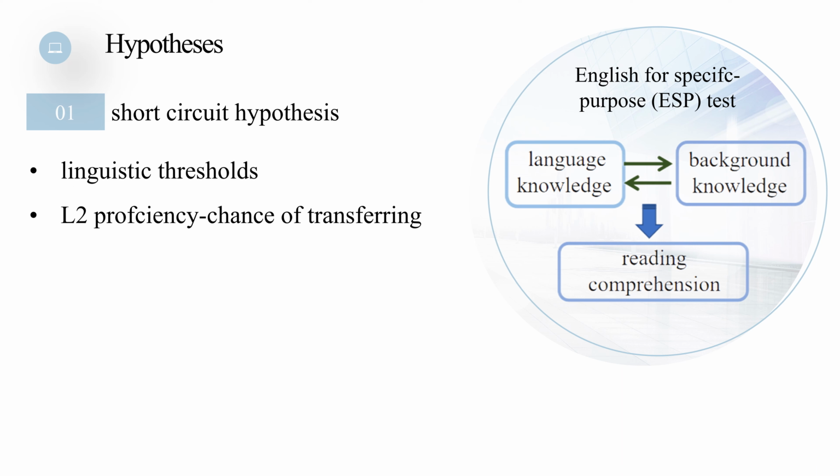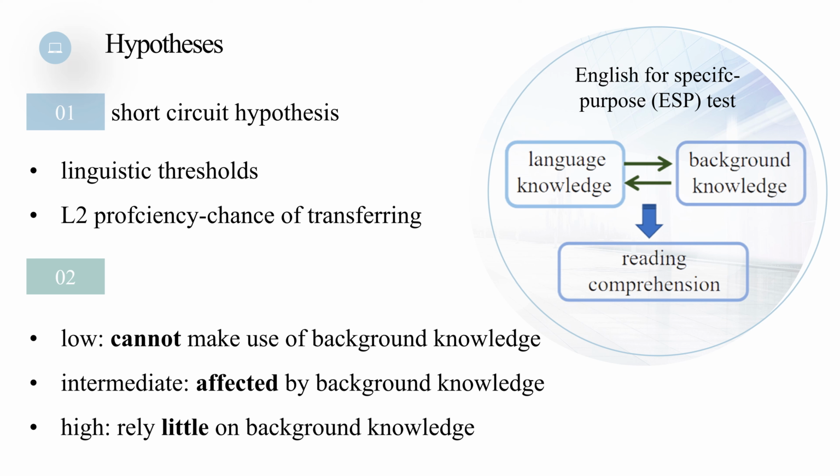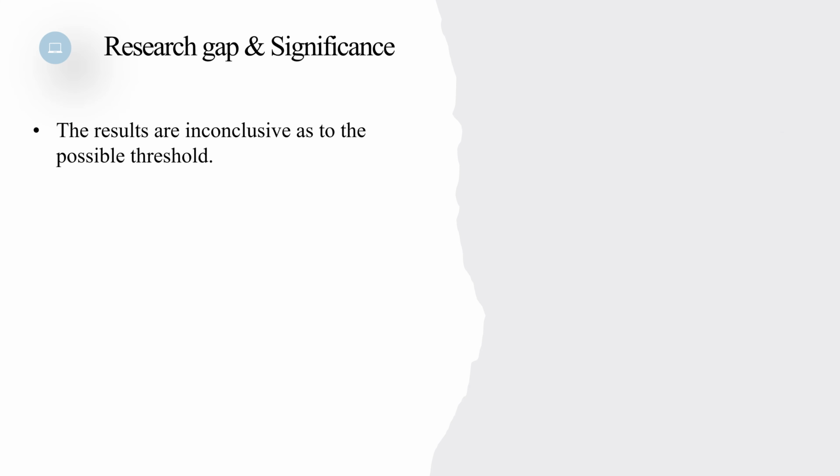Another hypothesis claims that language proficiency would affect how they apply the background knowledge. Learners with lower L2 proficiency cannot make use of their background knowledge, while intermediate learners may be affected by the background knowledge. As for learners with higher proficiency, they rely little on background knowledge, since they can always fall back on their language proficiency. As the two opposing perspectives shown above, there is not any consensus over the importance of the interaction between background knowledge and language knowledge in ESP tests.